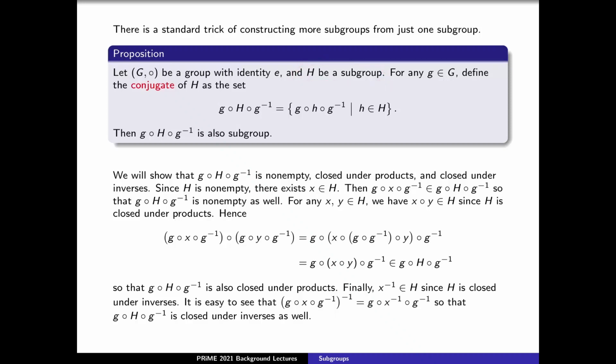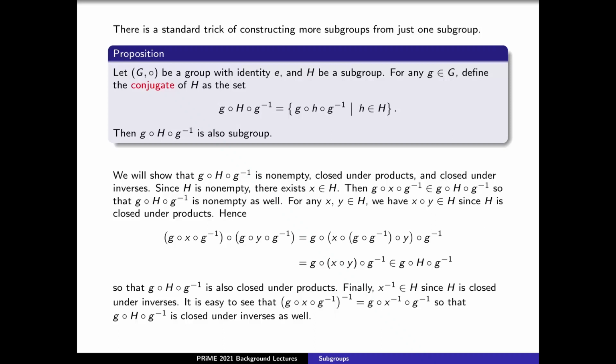So why does this hold? Well, the subgroup criterion is the key. We want to show that it is closed under products and inverses. So we have H as non-empty by assumption, since it is a subgroup. So let us choose some x in H. Then if we take g ∘ x ∘ g inverse, this is in the conjugate of H. And so we also have that g ∘ H ∘ g inverse is non-empty.